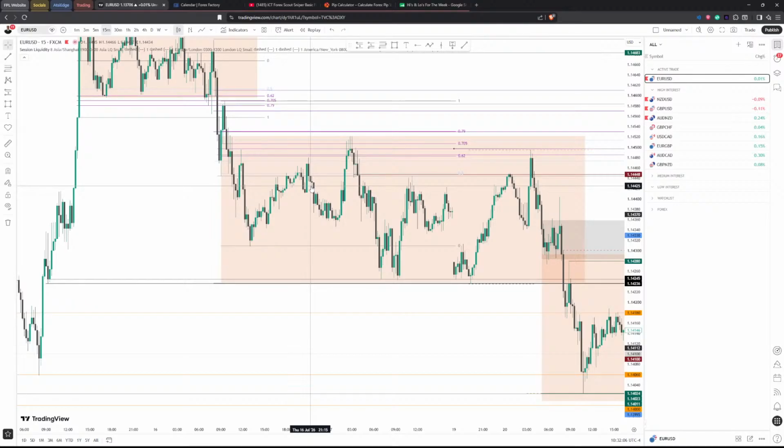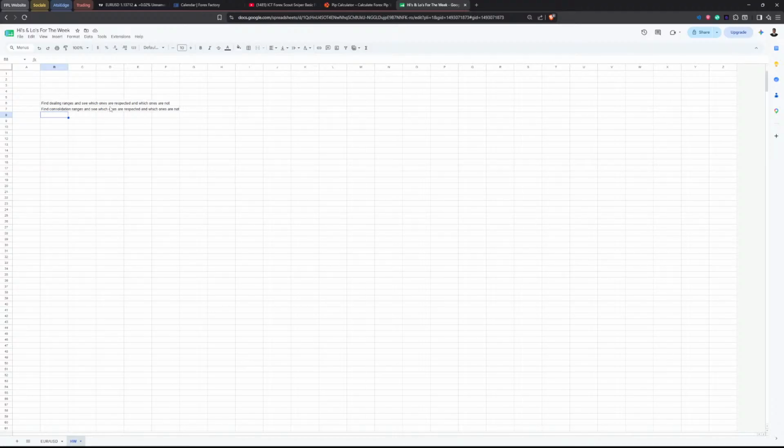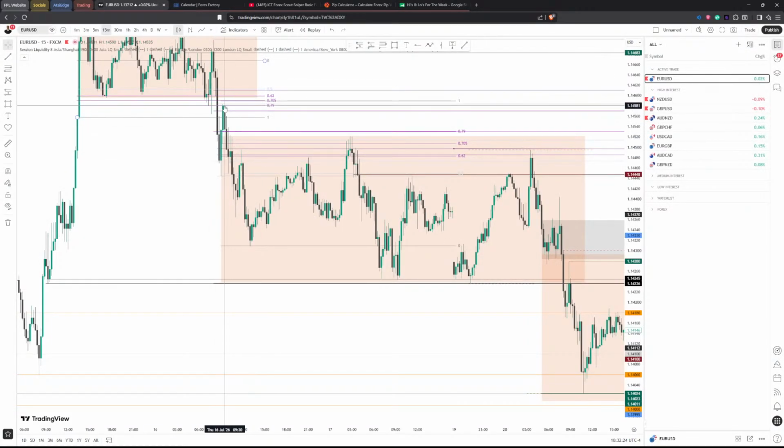So that's my early hypothesis of the first homework, which is to find daily ranges and see which ones are respected and which ones are not. So the ones that are respected, I think, are the ones that are swing highs and lows created from a reaction to a key level. This is not just an order block swing high, it's also a reaction to price coming up to the bottom of the consolidation range.